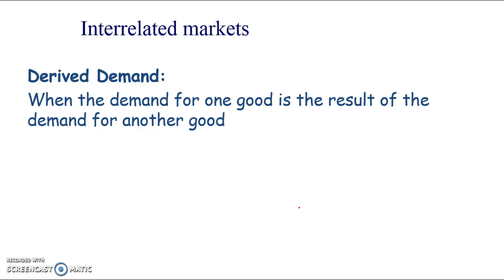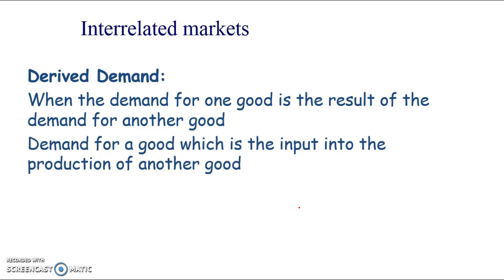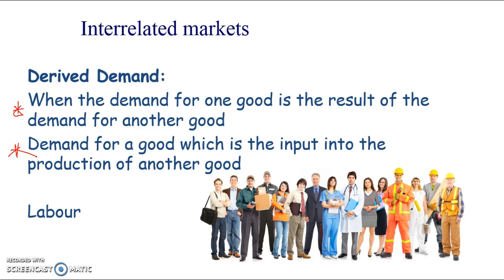Now I found that one in one textbook, and this is the definition that's in the newest AQA textbook. Derived demand being the demand for a good which is the input into the production of another good. Now this top one here is the definition that I've most commonly seen in textbooks, but I actually think that this one makes it a little bit clearer what it is. So a good example of this would be labour.